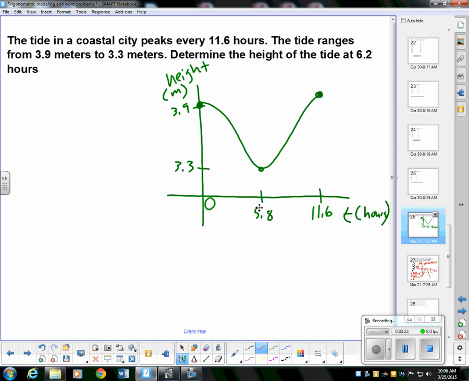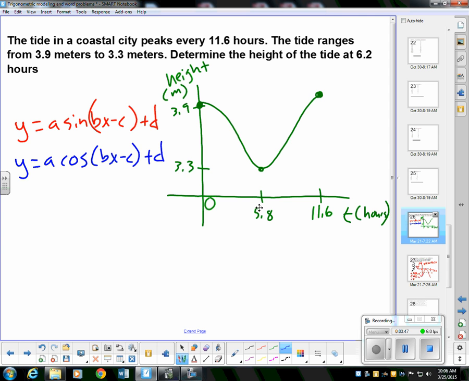So here's our choices. Since we're talking about trigonometry, we have this choice: y is equal to a times the sine of bx minus c plus d. Or we have y is equal to a times the cosine of bx minus c plus d. Now the big question is, which one do we want to use? Because we have a choice. We can use sine or we can use cosine. And the choice is going to be dependent on whether we want to use a c as 0 or whether we want to use it as something else.